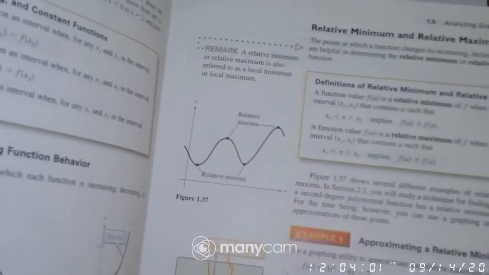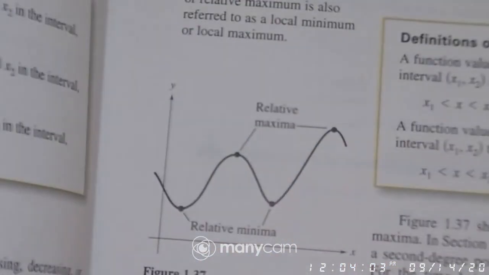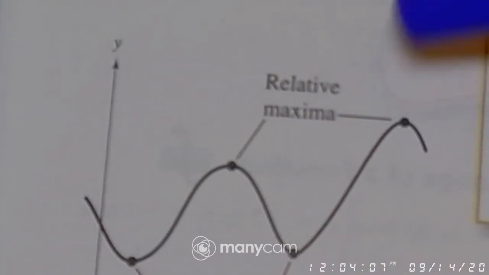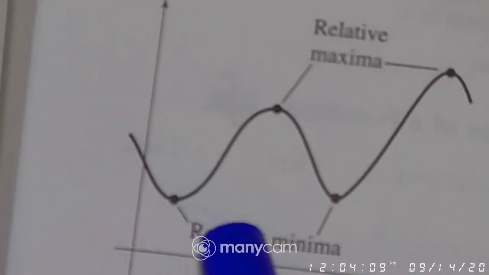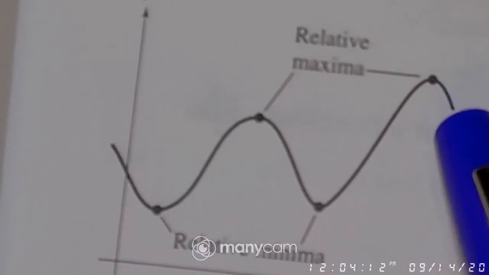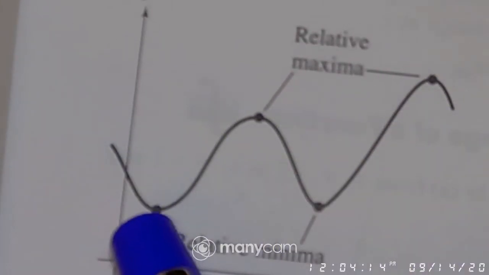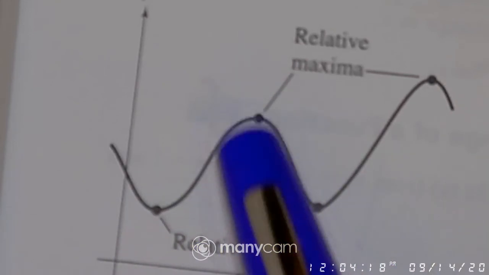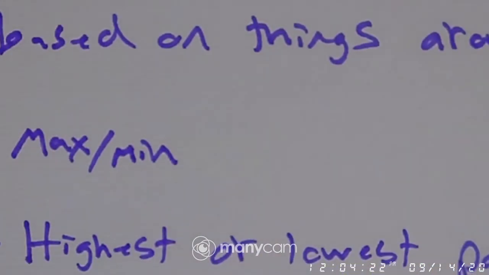So for example, I disagree with how this picture is labeled. So this would be an absolute max. And down here, if this ended, so if this was an endpoint and this was an endpoint, this would be an absolute minimum. And then these two would be relative.